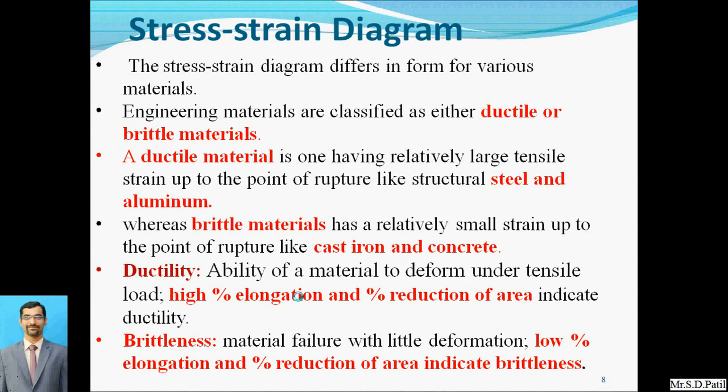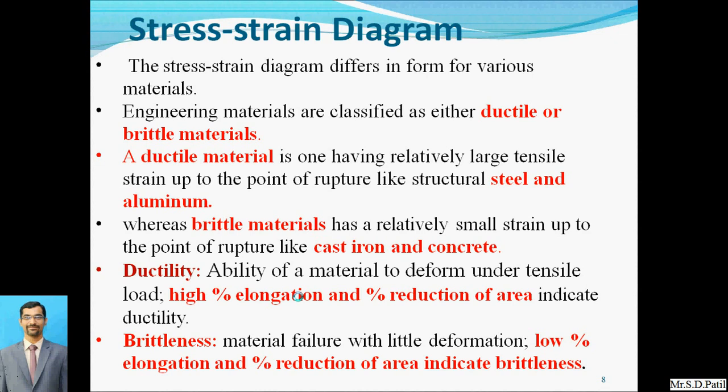Now what is the meaning of ductile material? A ductile material is one having a relatively large tensile strain up to the point of rupture, like structural steel and aluminium. So steel and aluminium are known as ductile materials, whereas cast iron and concrete have very small strain, meaning no deformation occurs, so they are brittle materials.